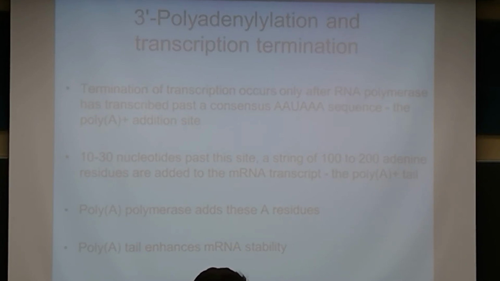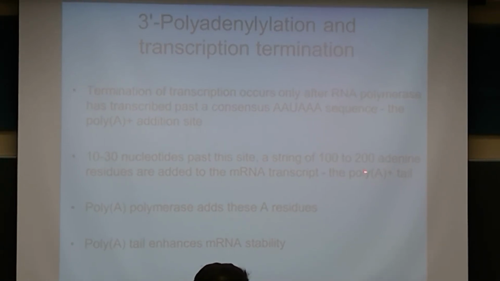Okay, so eukaryotic mRNAs are polyadenylated and it's required for the stability. We could use this polyadenylation to our advantage to screen for gene expression in the library, correct? The poly-A tail is about 100 to 200 nucleotides long, and there is another enzyme which adds this poly-A tail. It's called poly-A polymerase. It's not RNA polymerase 2. Poly-A polymerase adds this A residue at the end of the mRNA, and the poly-A tail enhances mRNA stability.